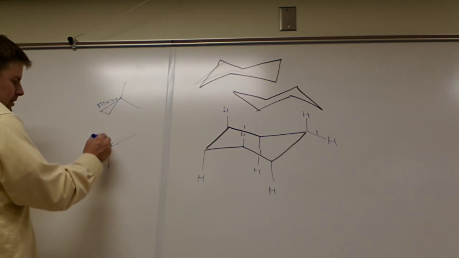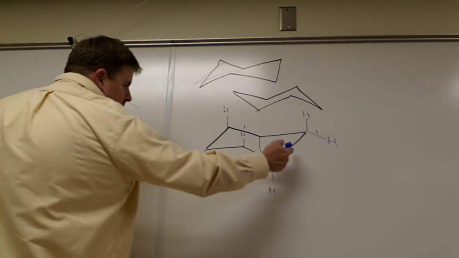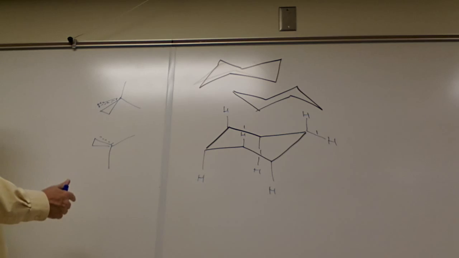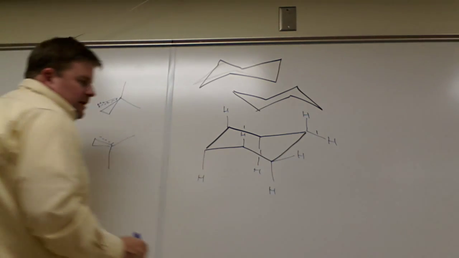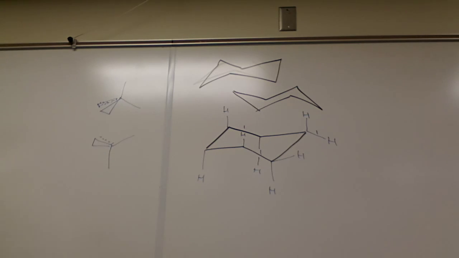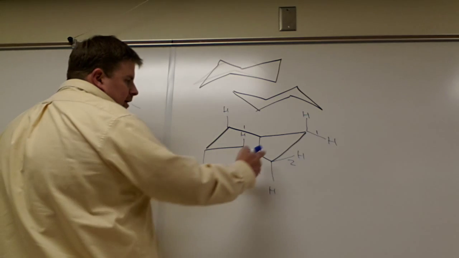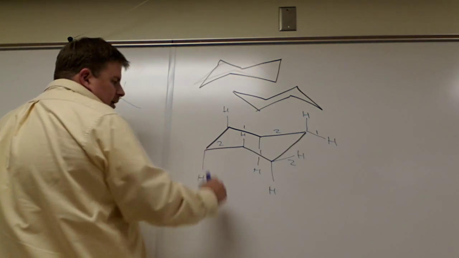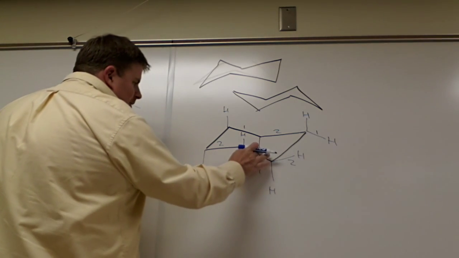Now, if I've got a different position, say down here, here's my wedge and here's my dash, notice what happens. Here's the wedge, here's the dash for this thing, and I've got two positions. So this other hydrogen has to be sticking out from the side. And notice what that's parallel to. This one is parallel to which line? That's right, this one up here and that one over there. Okay?